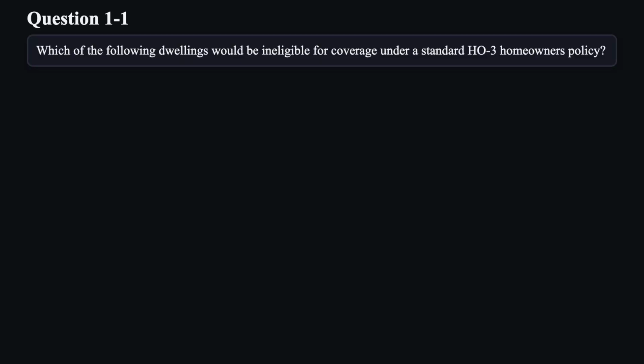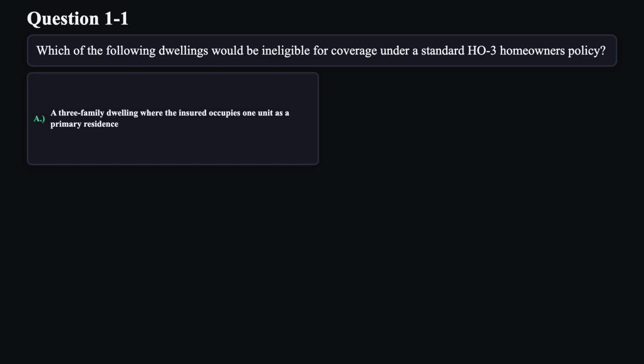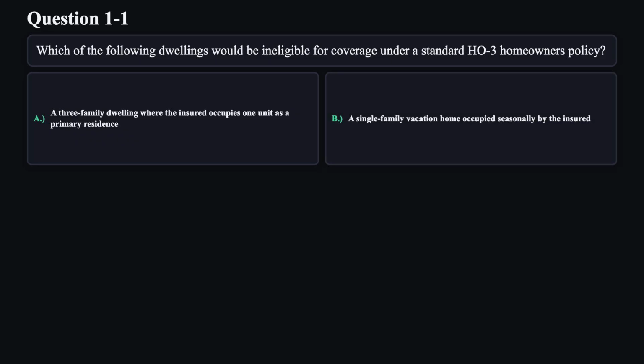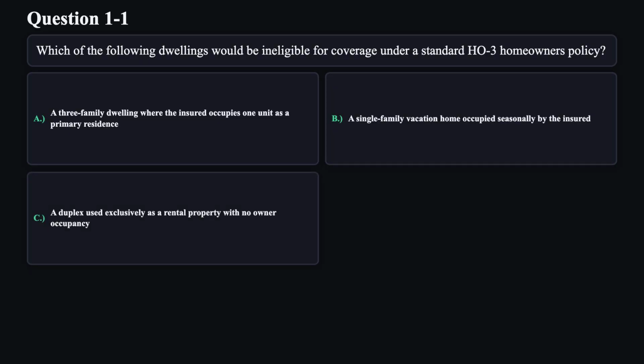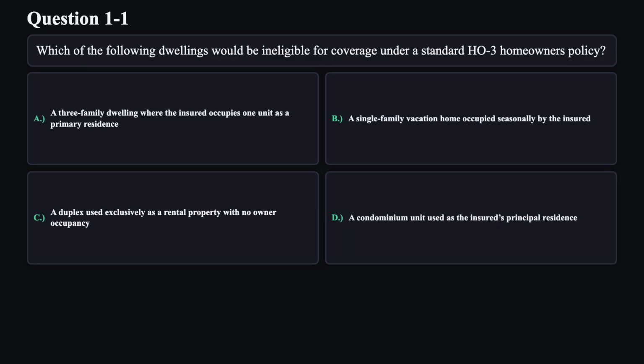Let's get started. Question 1. Which of the following dwellings would be ineligible for coverage under a standard HO3 homeowners policy? A. A 3-family dwelling where the insured occupies 1 unit as a primary residence. B. A single-family vacation home occupied seasonally by the insured. C. A duplex used exclusively as a rental property with no owner occupancy. D. A condominium unit used as the insured's principal residence.